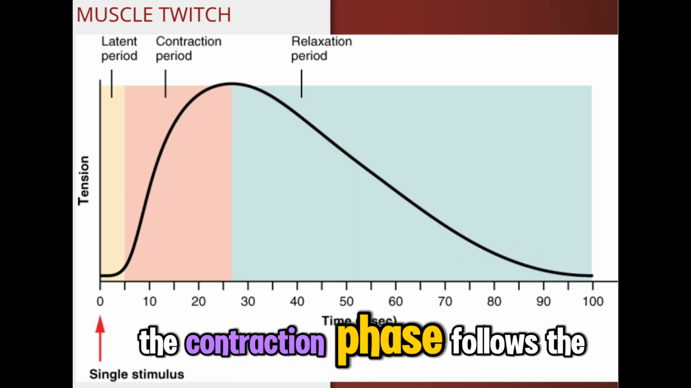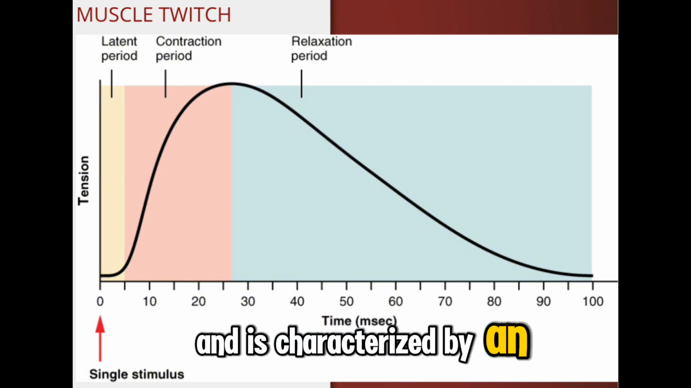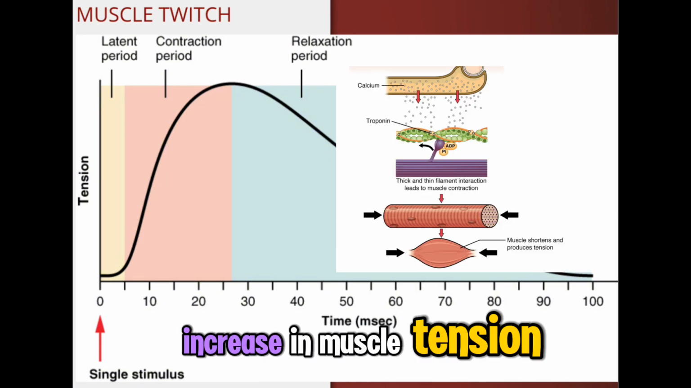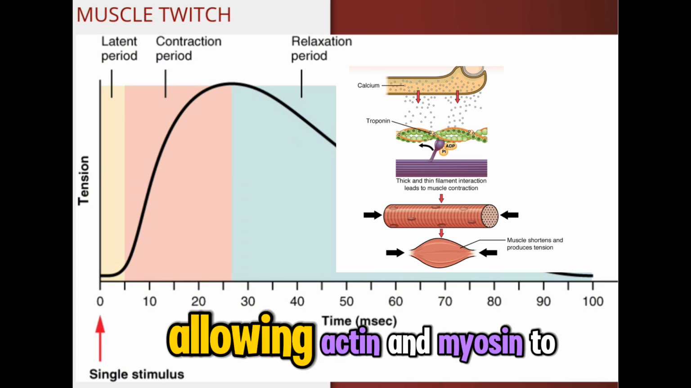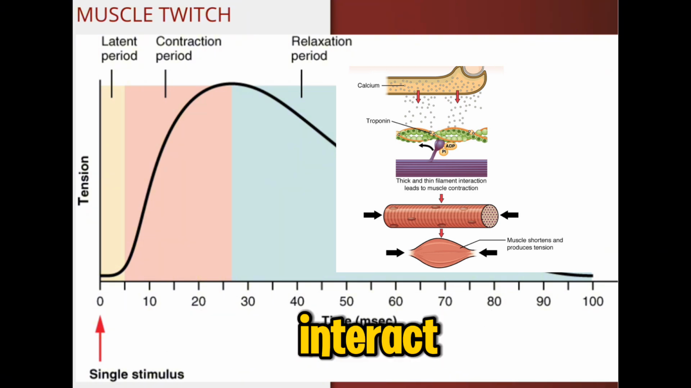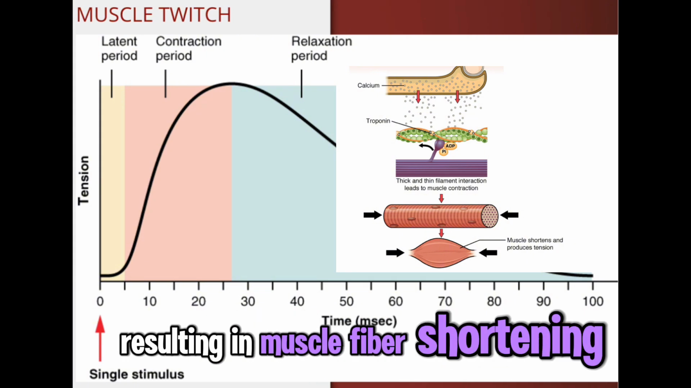The contraction phase follows the latent period and is characterized by an increase in muscle tension. During this time, calcium ions bind to troponin, allowing actin and myosin to interact and form cross bridges, resulting in muscle fiber shortening and contraction.